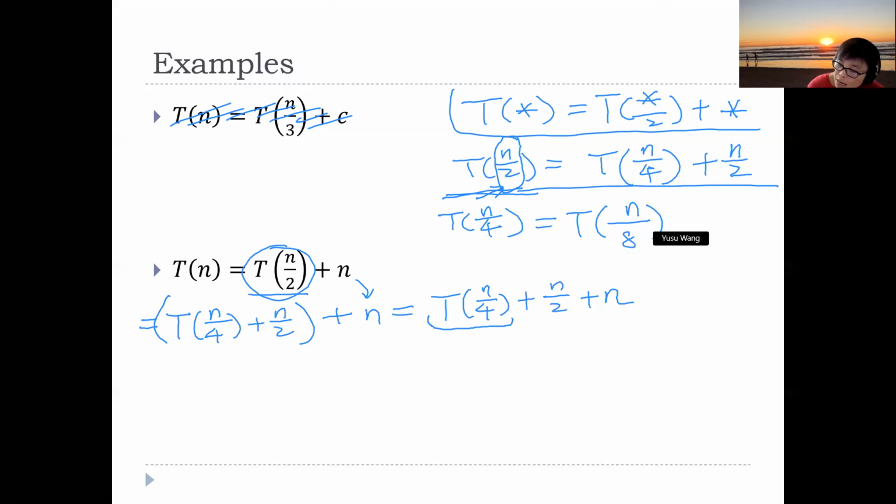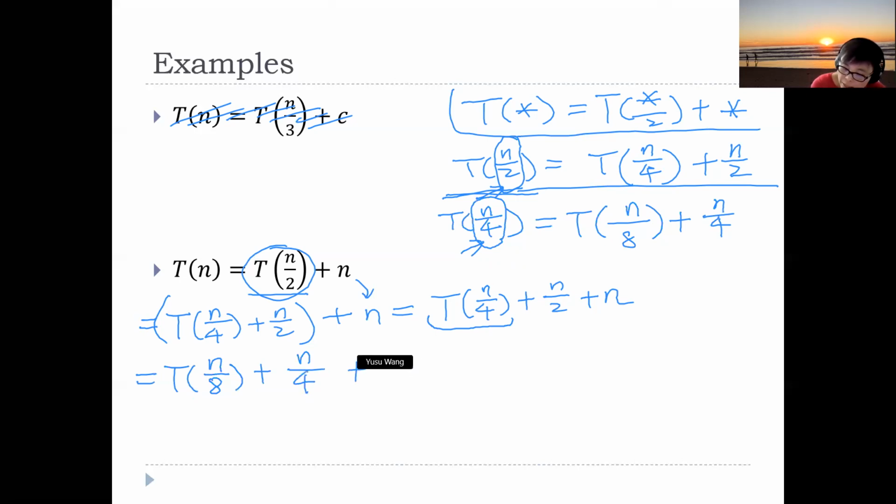Okay? And outside, I am adding the current problem size, which is n over 4 now. So now you use this recurrence relation to help you replace T of n over 4. What do we get? We get T of n over 8 plus n over 4. This is T of n over 4. Now we still need to add the remainder terms here, n over 2 plus n.